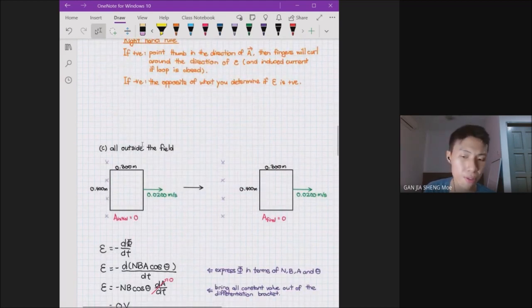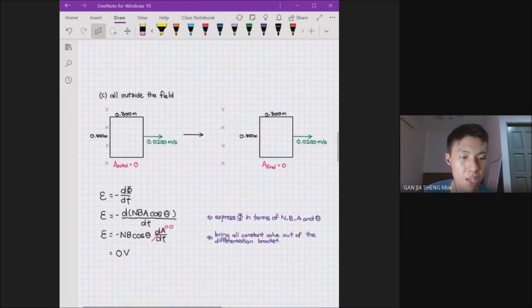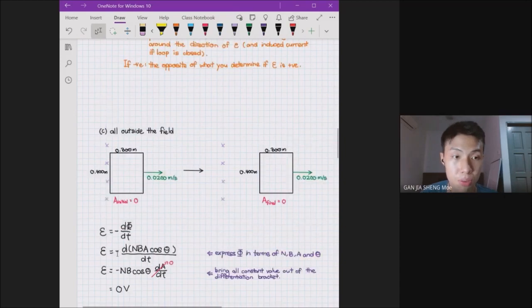All outside the field, the explanation should be quite straightforward. You know that flux is BA cos theta. If you are all outside the magnetic field, the initial area that has magnetic field is 0. The final area that has magnetic field is also 0. So the change of area is initial 0, final 0. There's no change in area, so this is 0. Therefore, induced EMF will be 0.